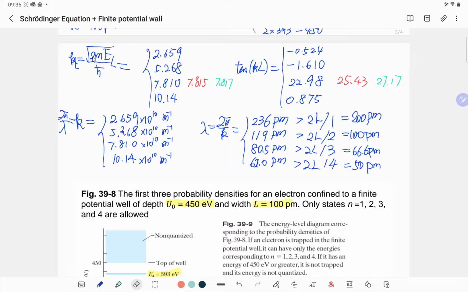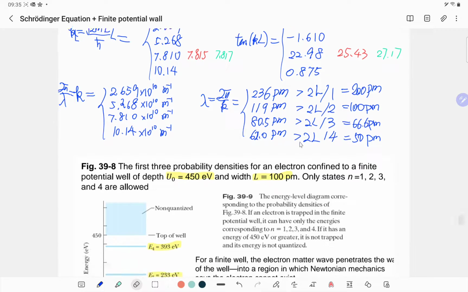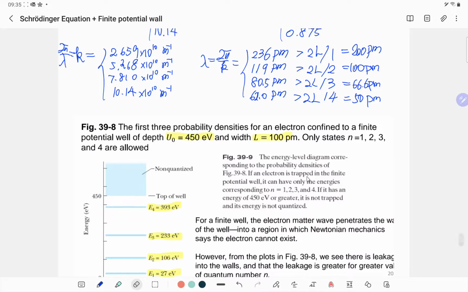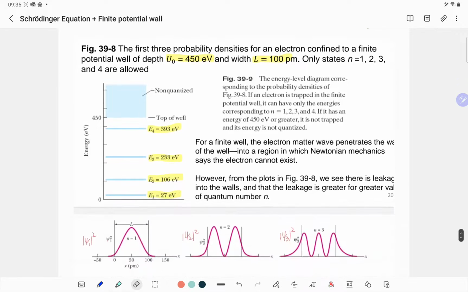Of course, when we plug this energy level back into this equation, you can find the wave number of the corresponding wave function, which is something like this. When you know the wave number, you can also find the wavelength of the wave function, which is something like 62 picometer, 80.5 picometer, 119, 236 picometer. If you still remember, the width of the well is 100 picometer. So this is not actually half of the width, and the wavelengths are not multiples of the fundamental, because the well is finite. So it makes things strange.